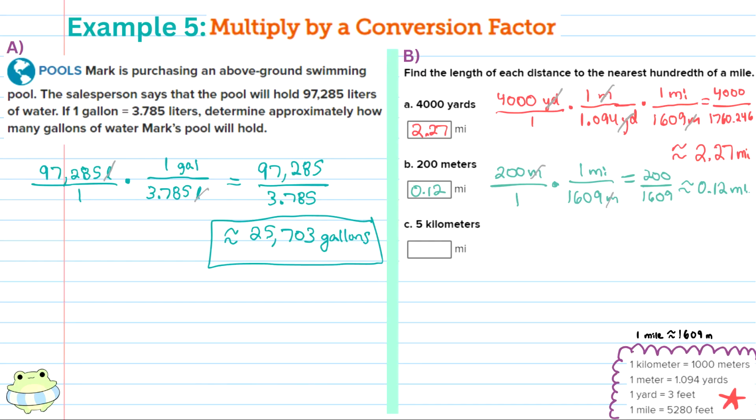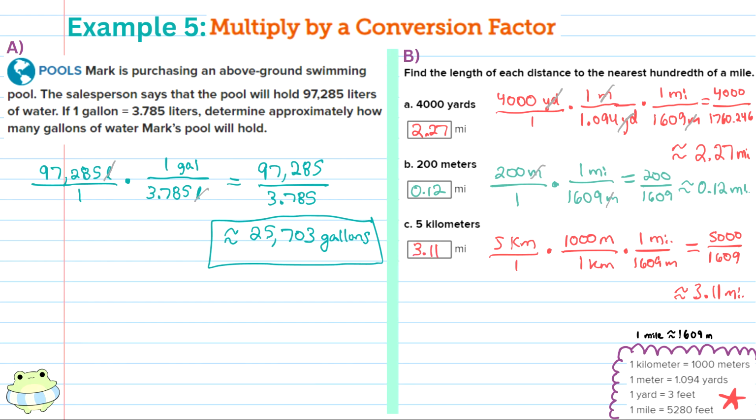And then for the last one, if you're not a runner who knows what 5 kilometers is approximately equal to in terms of miles, we're going to put 5 kilometers over 1. We're going to multiply by the fact that there are 1,000 meters in 1 kilometer. We know there are approximately 1,609 meters in 1 mile. So multiplying across the top, we'll have 5,000 over 1,609. And then when I divide that out, I get approximately 3.11 miles. And that's my conversion there.